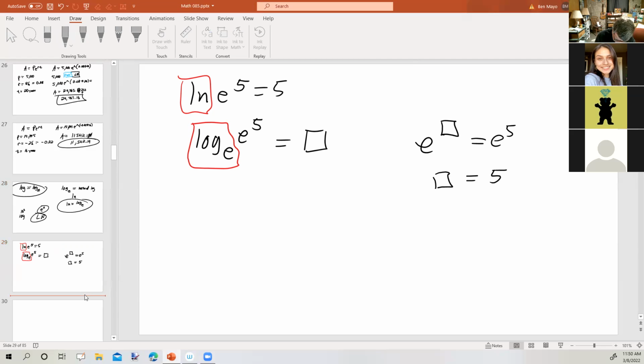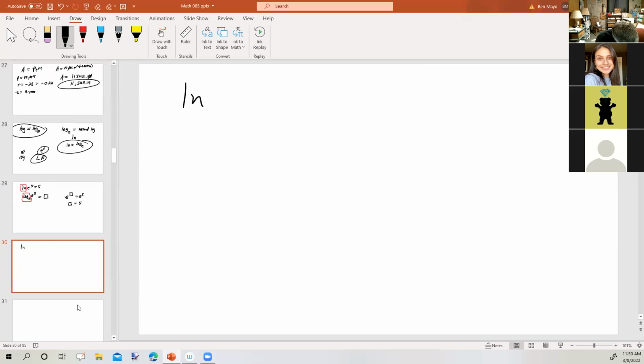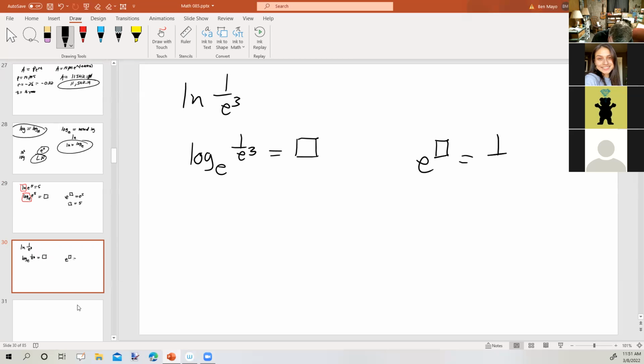Okay, let's take a look at another one. The natural log of 1 over e cubed. Well, that's the same thing as log base e of 1 over e cubed. We'll call that some unknown answer box. Now we have a logarithmic equation. We could write it as an exponential equation, e to the box equals 1 over e cubed.